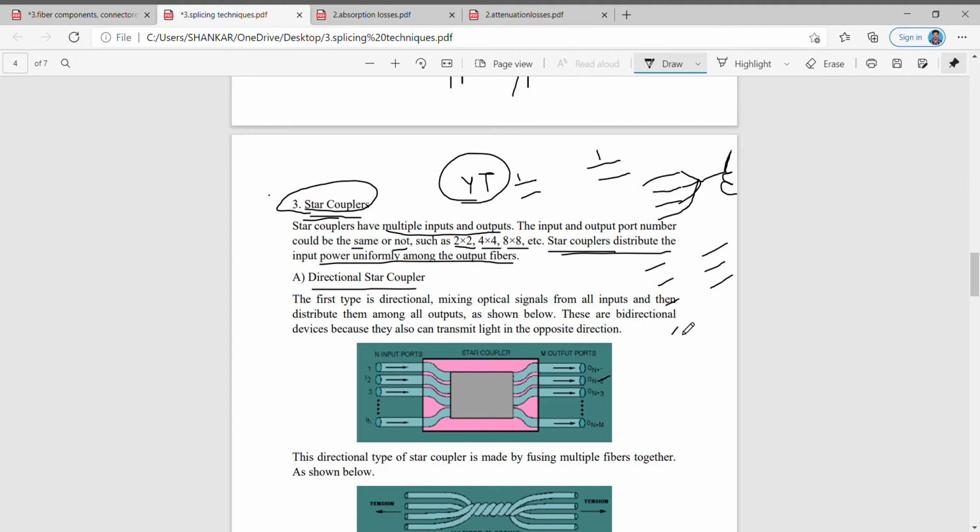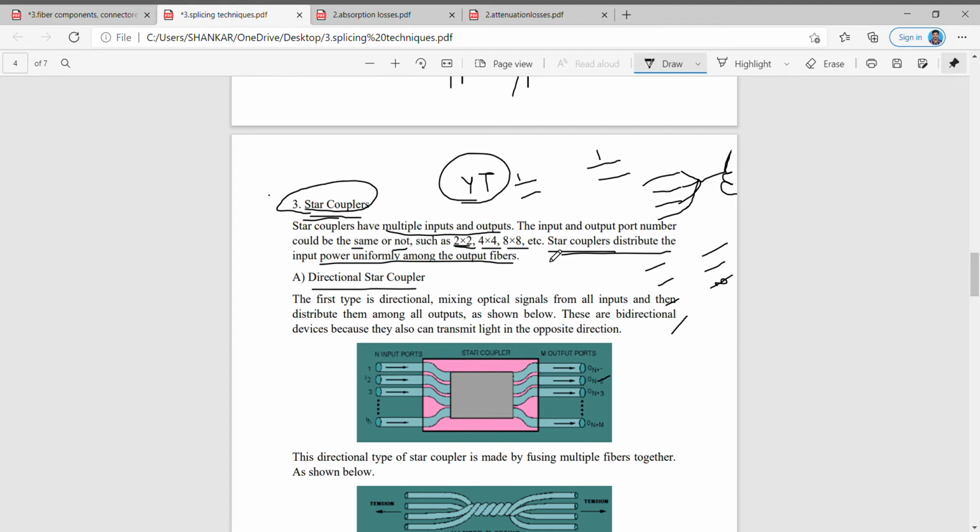Suppose it is four inputs, but there are only two outputs. Here we have four inputs and two outputs. There is no need to match the inputs and outputs. It could be the same or it could not. So this is the star coupler. Examples are 2 by 2, that means 2 inputs and 2 outputs, 4 inputs and 4 outputs, etc.